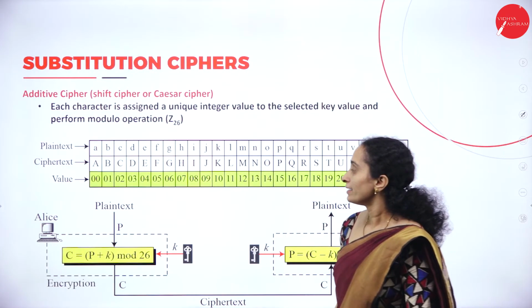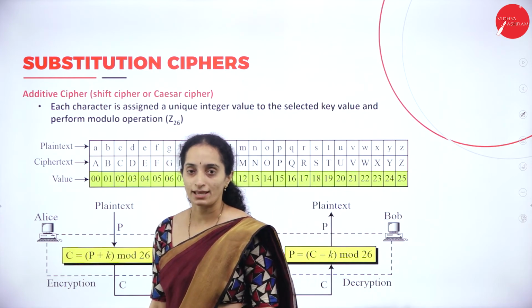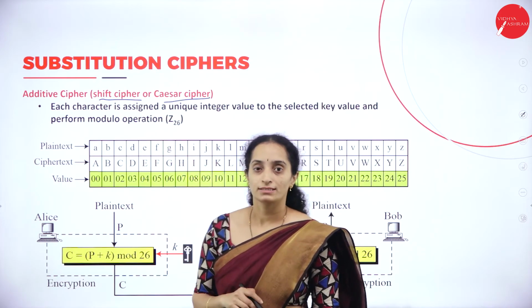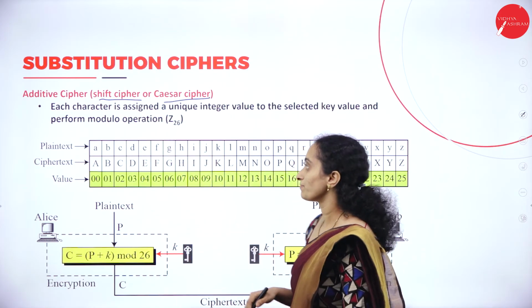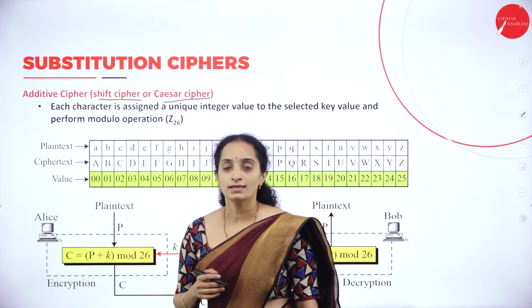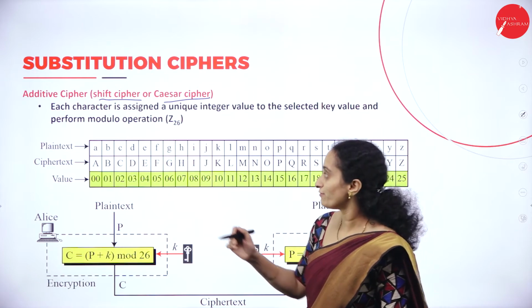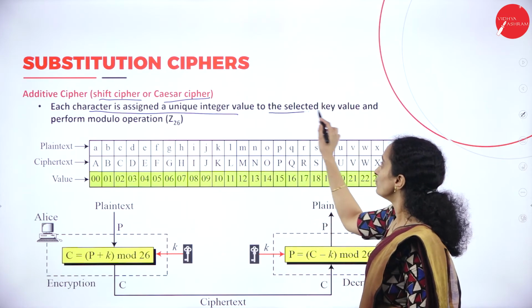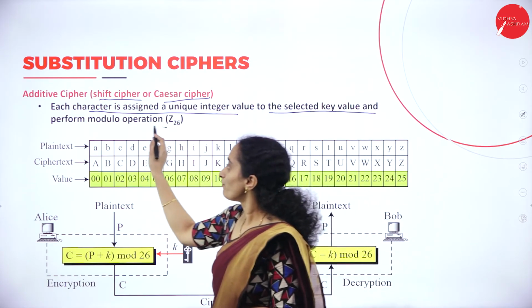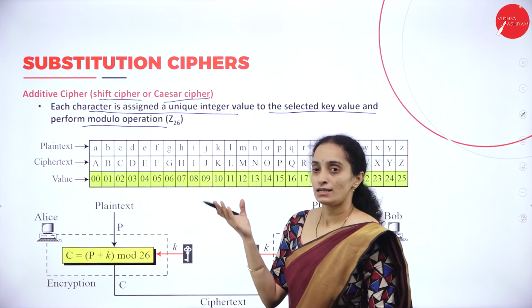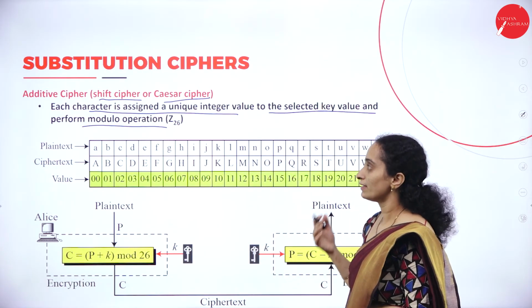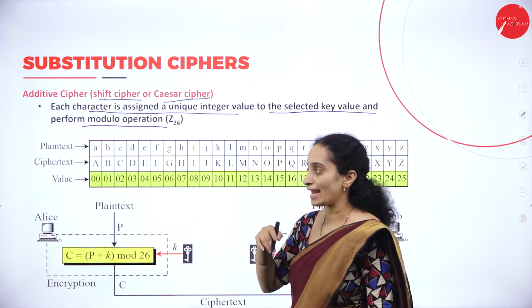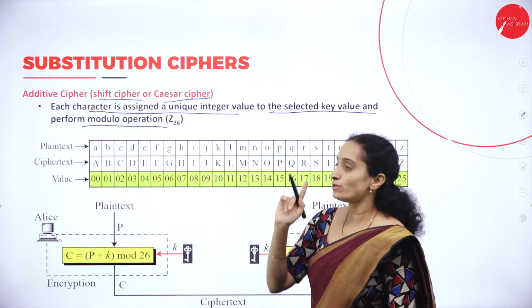Alright. Next is the additive cipher. Additive cipher, or shift cipher, is also called the Caesar cipher. The concept behind the additive cipher is that each character is assigned a unique integer value, added to the selected key value, and a modulo operation is performed. That means replacing it by the alphabets, or adding the values to get a new character. Each character is assigned a unique integer.